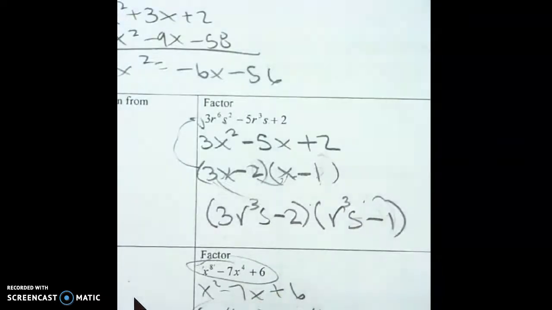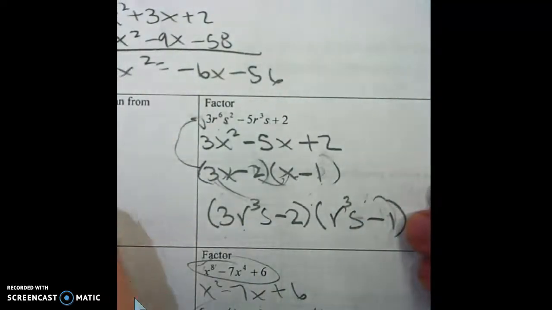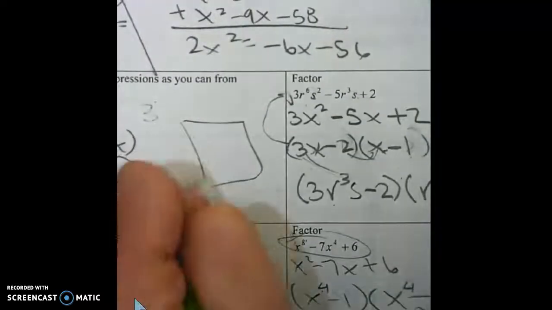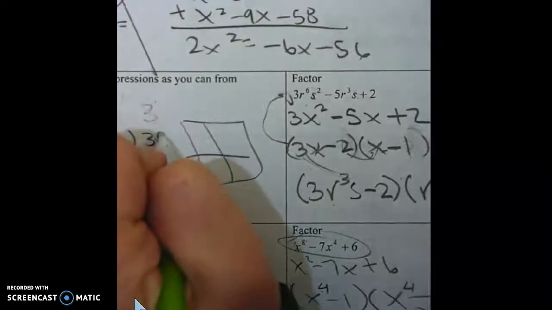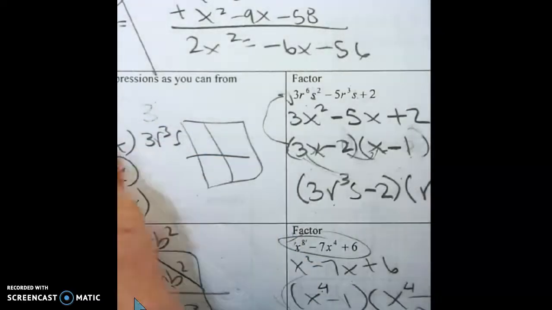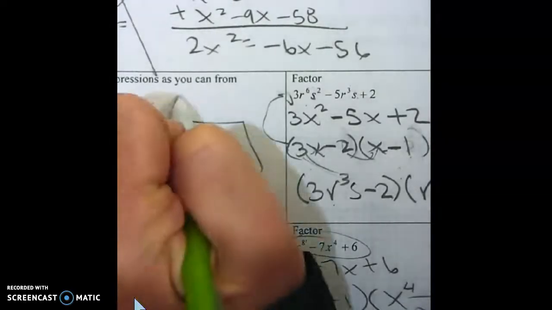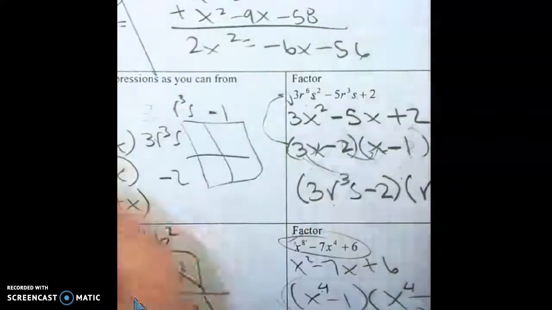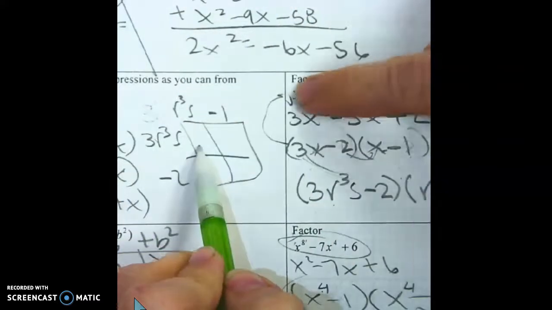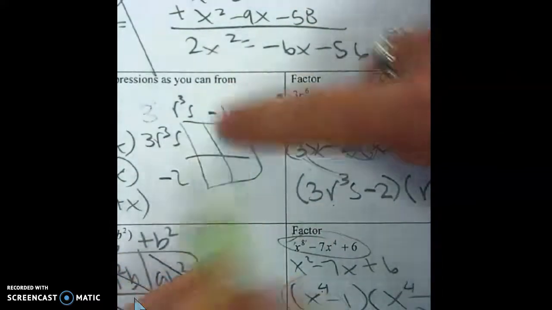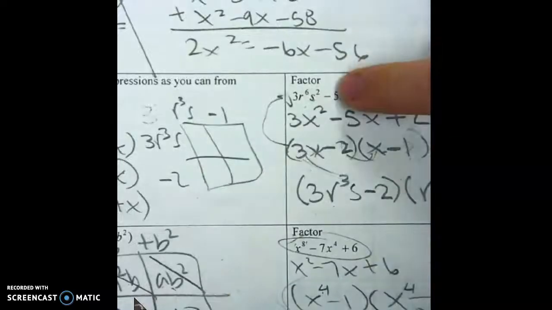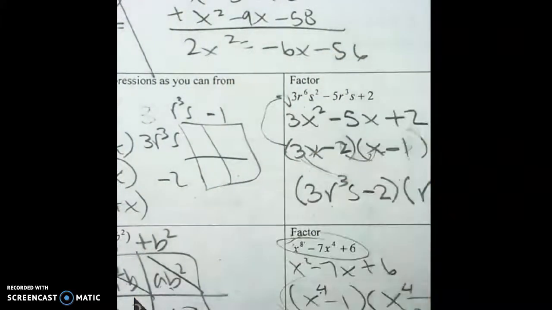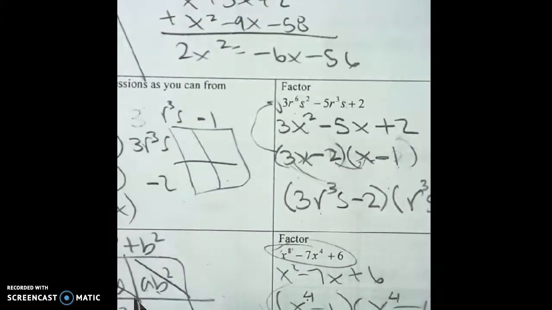And some of you go, I'm not too confident. Okay, if I boxed this out, sorry you can't see that. If I boxed this out and I went 3r cubed s minus 2 and r cubed s minus 1, this times this gives me this. This times this and this times this added gives me this. And this times this gives me that. Okay? All right.